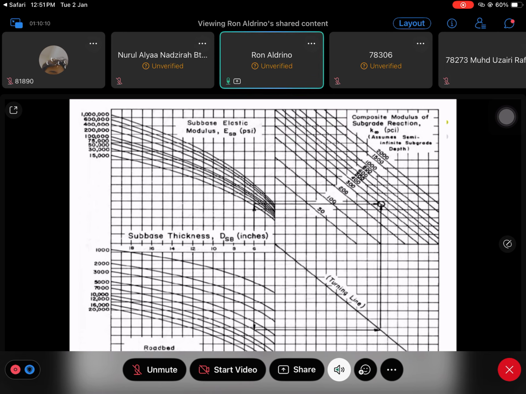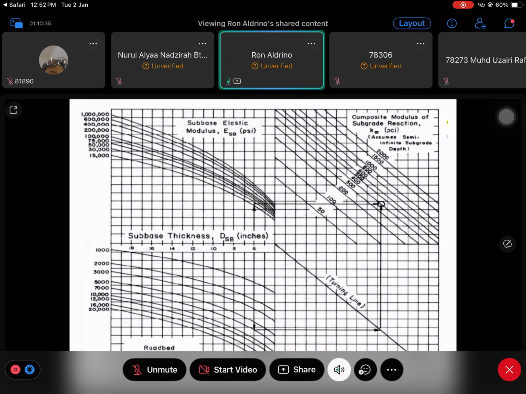Okay, AASHTO. But if I look from my reading, the AASHTO standard is one alternative. The other alternative that you can use is the Indian standard. The Indian standard is also quite comprehensive when it comes to designing rigid pavement, but nevertheless, it depends on your project.